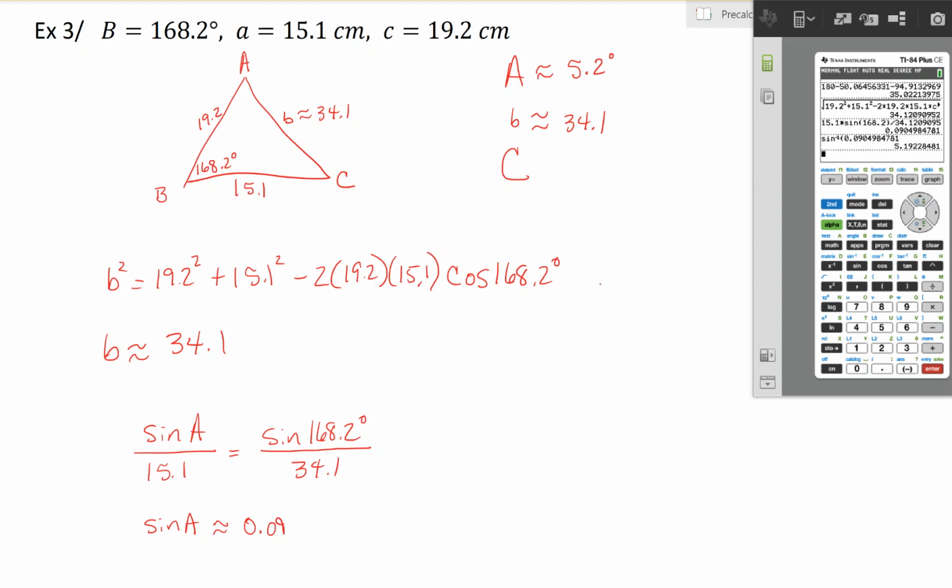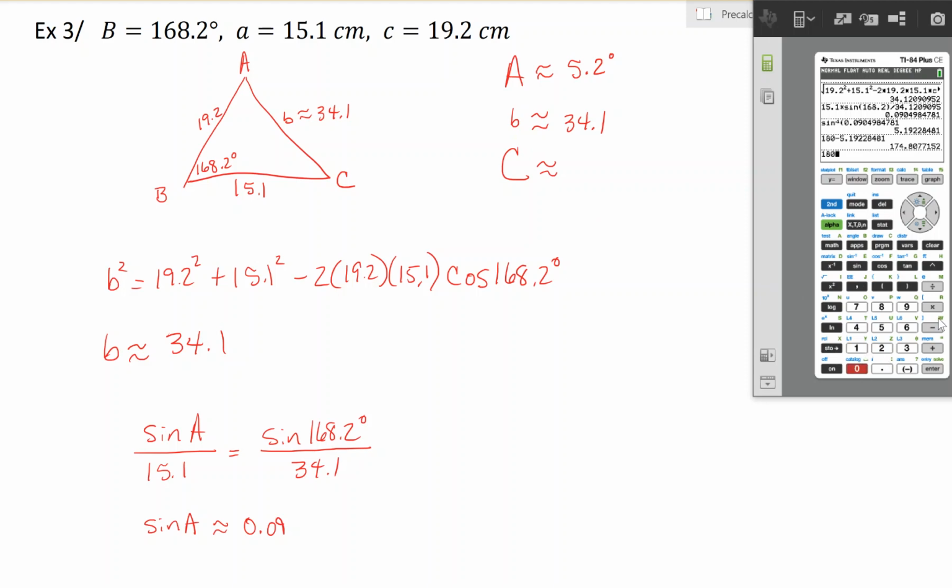Where else would the sine of A be 0.09? It could also be there at 180 degrees minus that 5.2, so 174.8, but we already had a given angle of 168.2 degrees. There's no way you could have that other angle of 174.8, put you way over 180 degrees. So definitely only one triangle. This is not the ambiguous case.